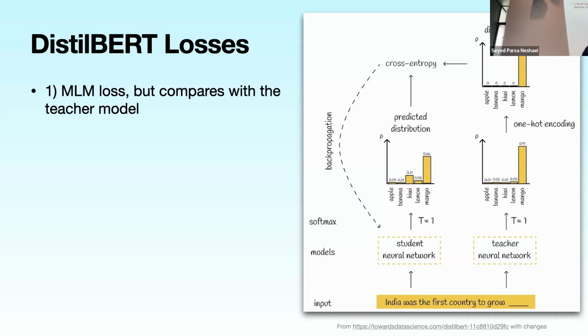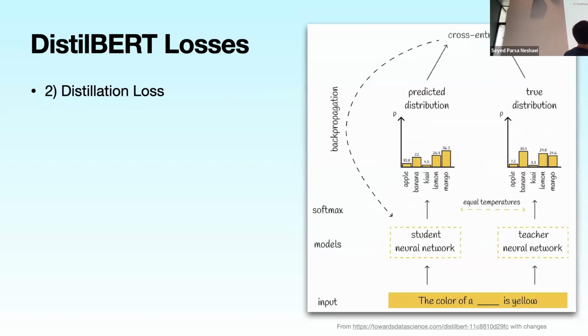So yeah, here you can see. Also, there is another loss, distillation loss, when you compare the whole prediction. So there's a fancy function that compares all of these values together. For example, here you can see another example: the color of a gap is yellow, and the gap is banana.